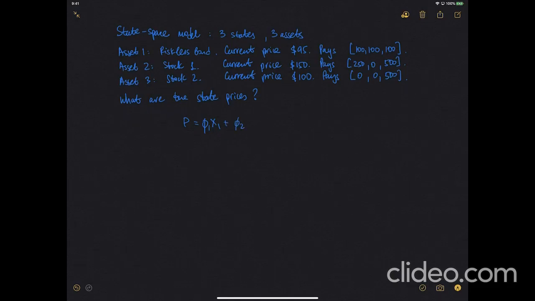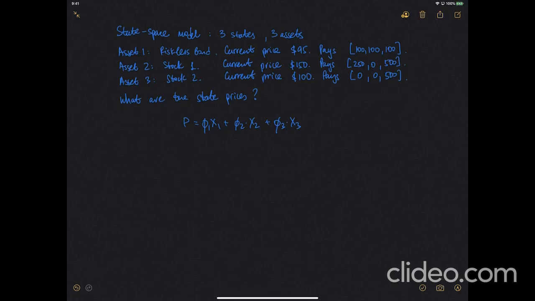And similarly, what that asset pays in the second state times the price of that second state, plus, here we have 3 states in total, so we have the third state as well. Now we can write down the prices of each of our 3 assets as a function of the state prices and what these assets pay in each of the states.